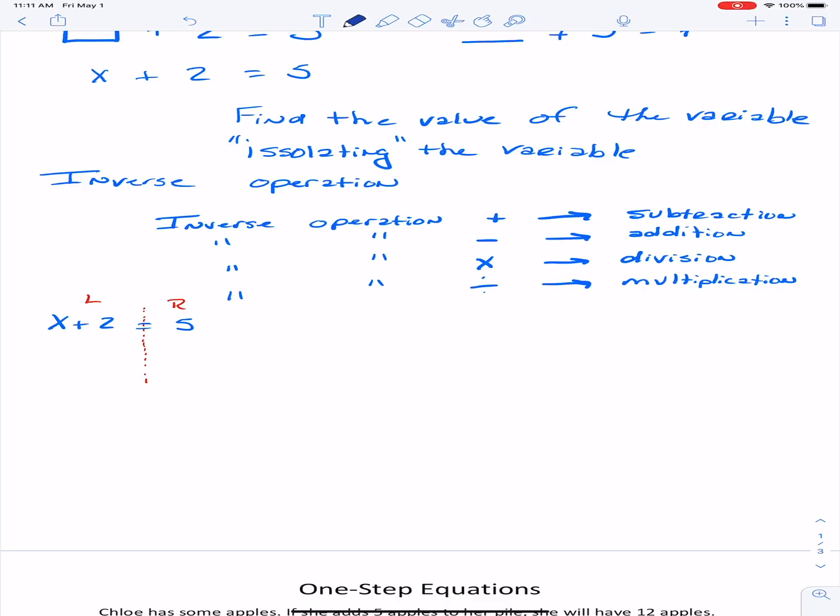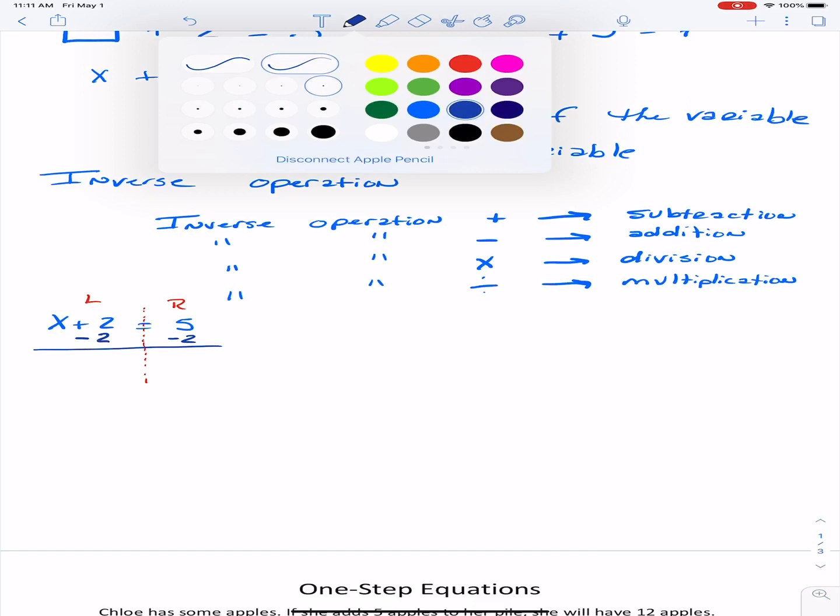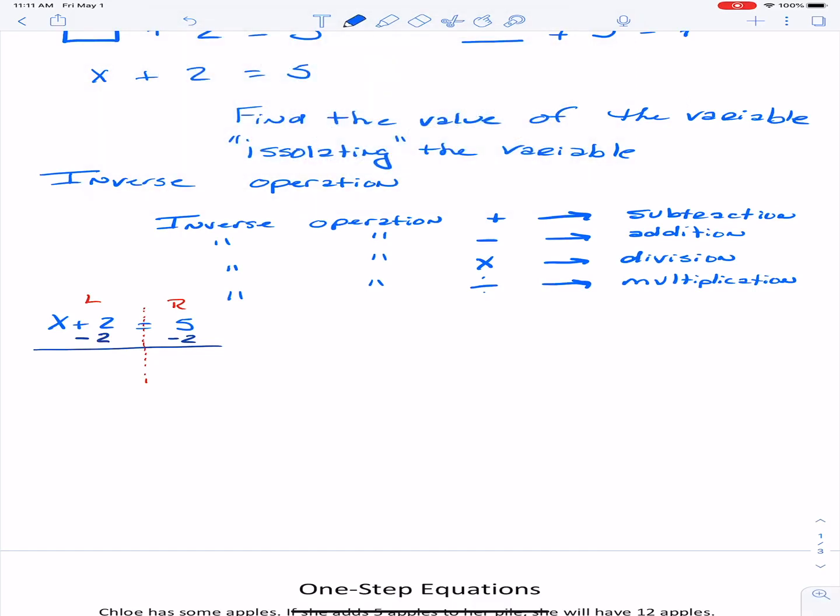Well, on the left side, our goal is to isolate x or get x by herself, but we have right now a positive 2 with her. So the inverse of addition is subtraction. So I want to subtract 2 from both sides. When I subtract 2 from both sides, 2 minus 2 is going to cancel out and give me 0. But we don't have to write 0. We just bring our x down. And now we have 5 minus 2, which is 3. Okay? Let's look at another problem.